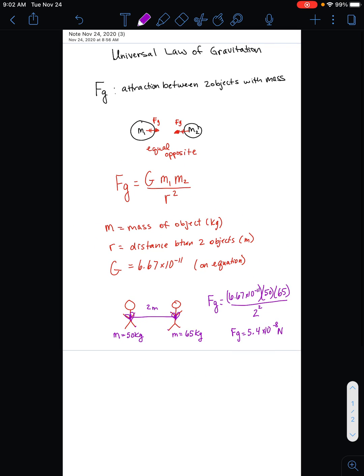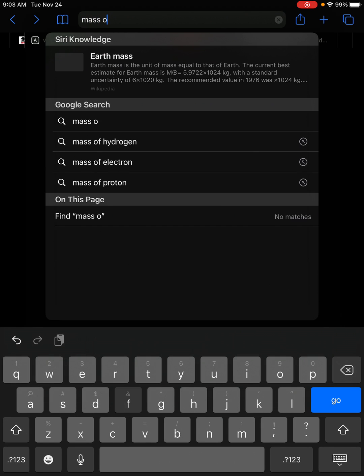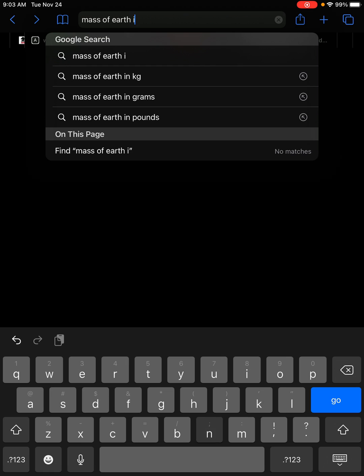In order to be more attracted to something, really what we'd want to do is say, okay, let's talk about the attraction between a person and the earth. Because the earth has a large mass, we'd be able to say, oh, I'm actually rather attracted to the earth because it has such a big mass. And when we're trying to figure out what the mass of the earth is, we're allowed to just go ahead and Google it and say mass of earth in kilograms.